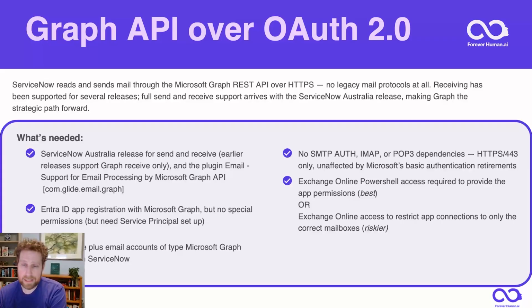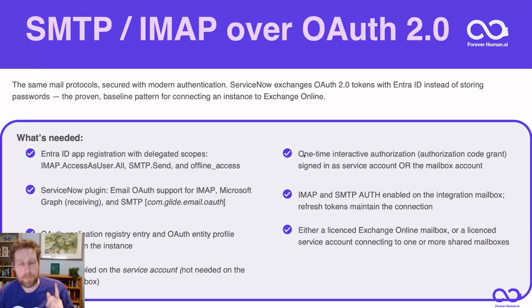So no SMTP, no IMAP, very limited authentication. It's all just REST calls. The extra advantage is you can see those REST calls in the ServiceNow outbound HTTP logs, which is kind of nice. So that's the main kind of pro and con. This is the more modern one, but you have to be on Australia, and it's a little bit more complicated to set up, which is exactly why I want to show you. But first, I'm going to start by setting up the SMTP and IMAP versions over OAuth 2.0.